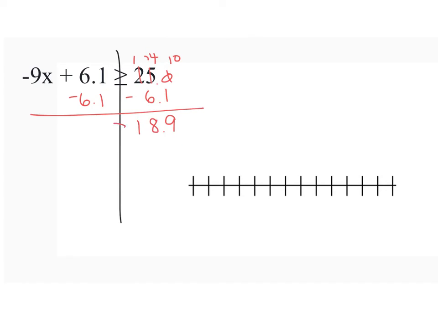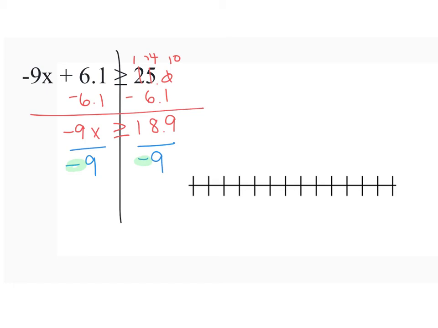I'm going to keep my sign, which is greater than or equal to, and then I still have a negative 9x on my left-hand side. Okay, so if I look here to solve, I am going to have to divide by a negative 9. Negative 9. So you can see very clearly here, to get my answer, I am dividing by a negative.